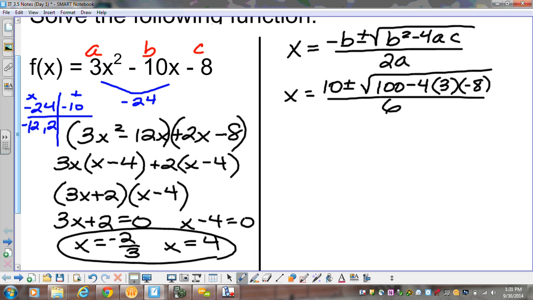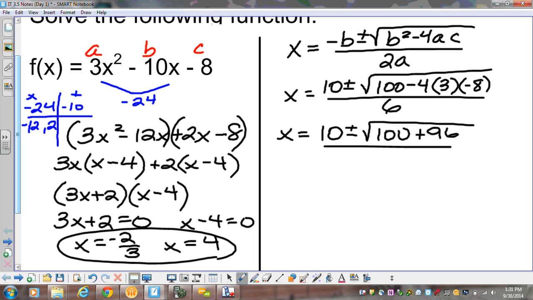Now, guys, from here, it's just a matter of simplifying. On the outside, I've got 10 plus or minus the square root. I've got 100. What's -4 times 3? -12. -12 times -8 is +96. All over 6. Now, underneath my square root, what do I have? 196. What's the square root of 196? 14. So this is 10 plus or minus 14 over 6.